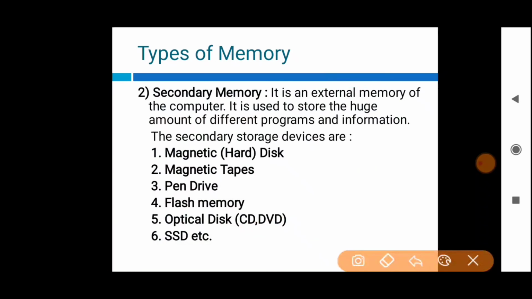Now this secondary memory is used to store a huge amount of different programs and information. There are different types of secondary storage devices. The first one is the magnetic disk. You have magnetic tapes, pen drives, flash memory, optical disk which comprises your CD and DVD, and then your SSD.